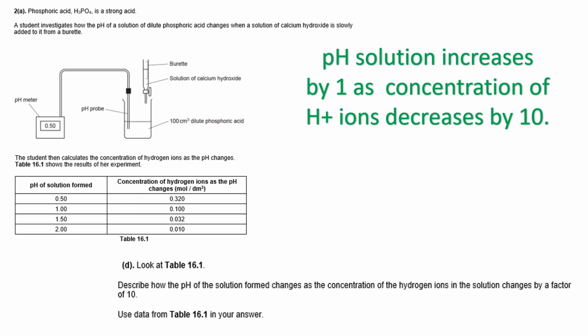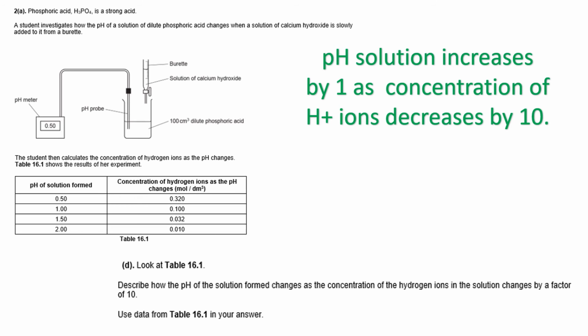However, there is another part to this question. It says use data from table 16.1 in your answer. So let's look at the table, and I want to prove that if the pH changes by 1, the hydrogen ion concentration decreases by 10.